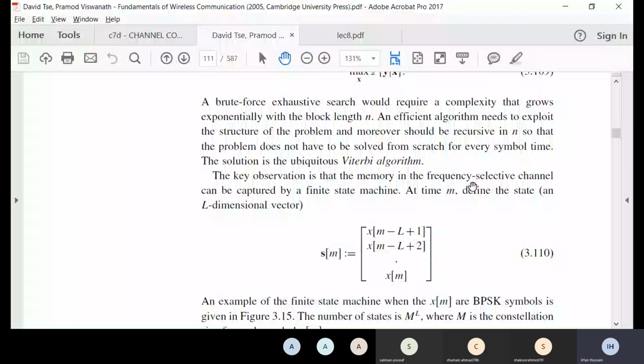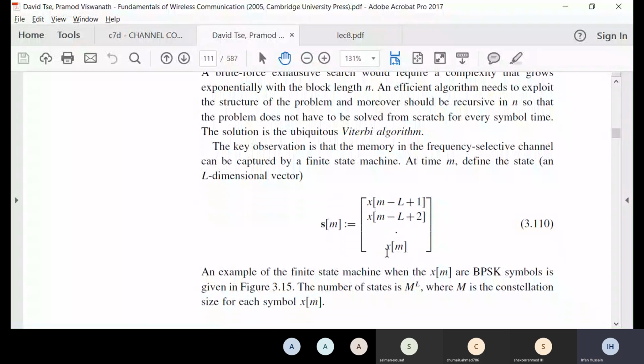So in your machine, your state actually says that you have these many symbols. The state of the machine at m is equal to x of m, and then x of m minus 1, going up to x of m minus L plus 1. So this is an L size vector.